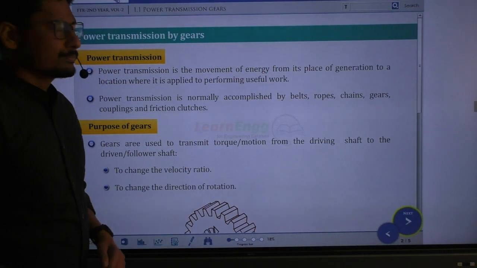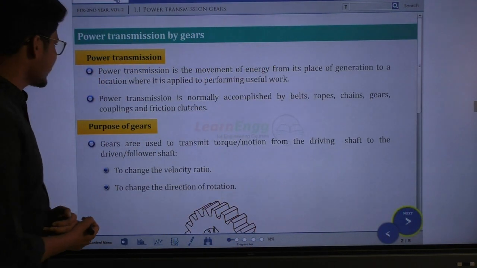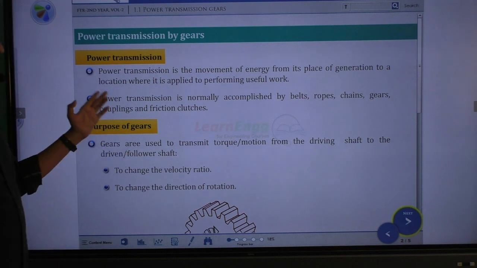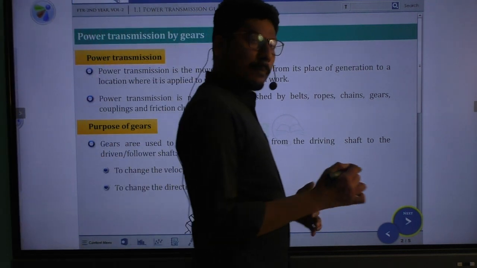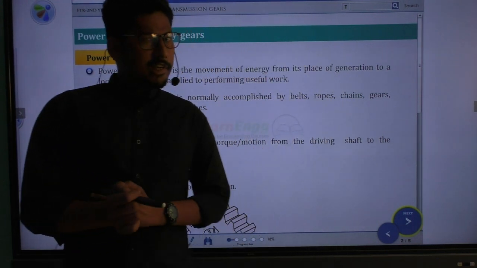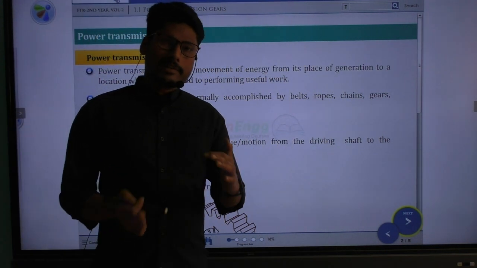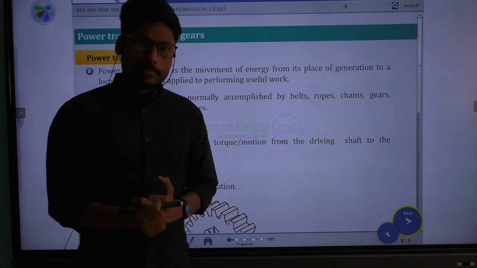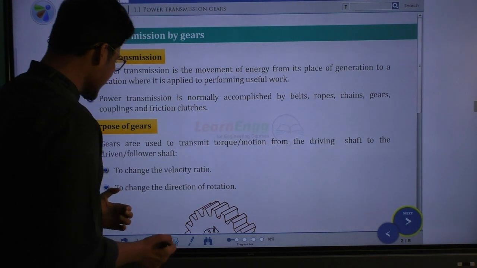Next, coming to the power transmission by gears. Power is the transfer of energy from one place to another place, and by using these gears we can transfer this power, this energy, from one place to another.